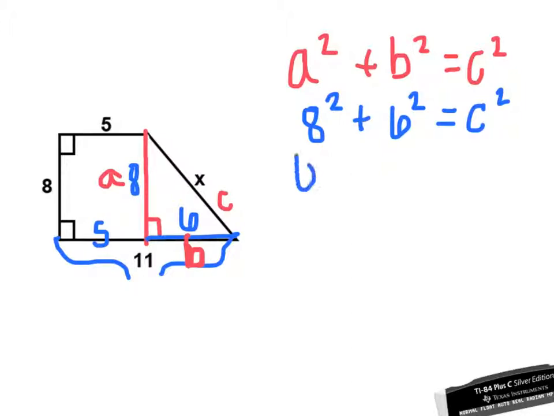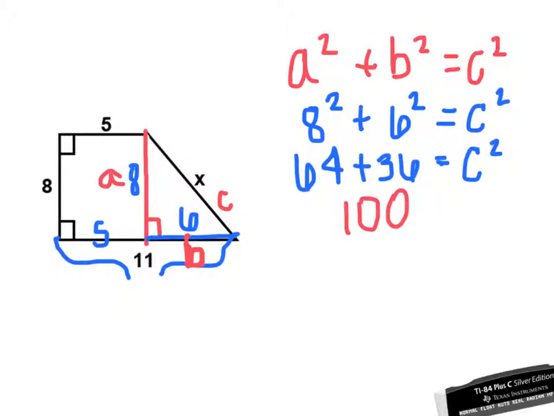8 squared is 64, plus 6 squared, which is 36, is equal to C squared. 64 plus 36 is 100, and that is equal to C squared.